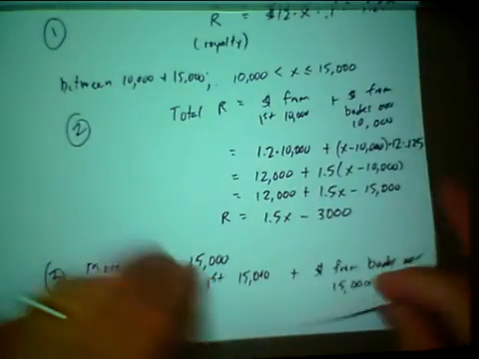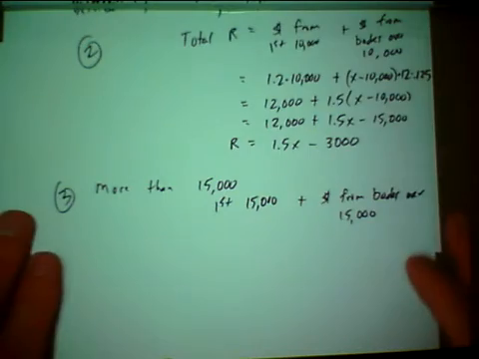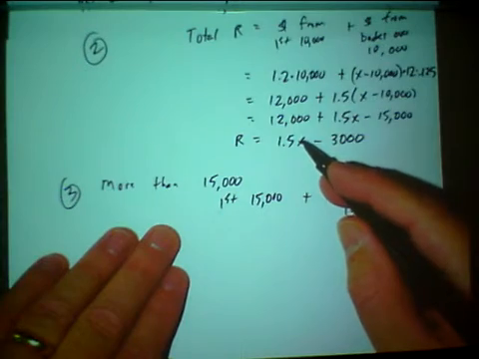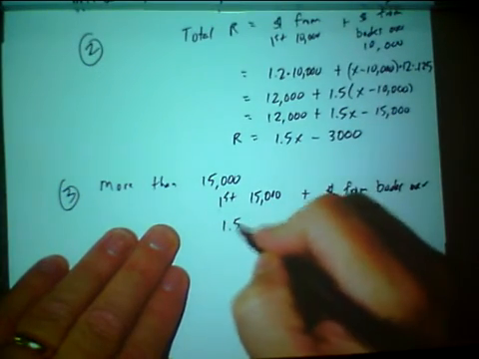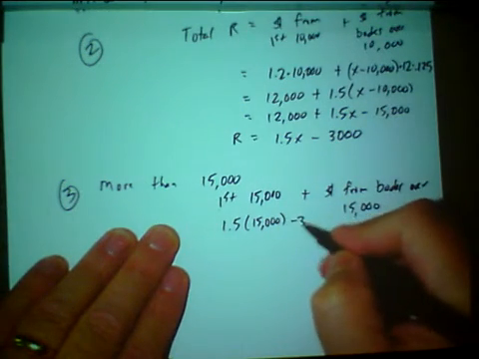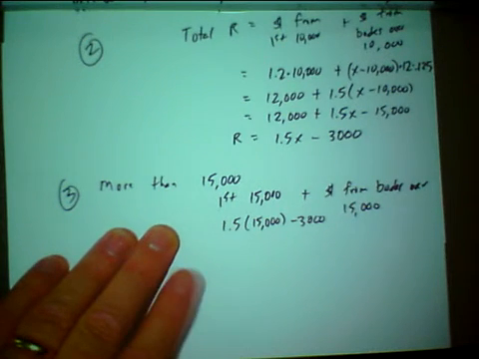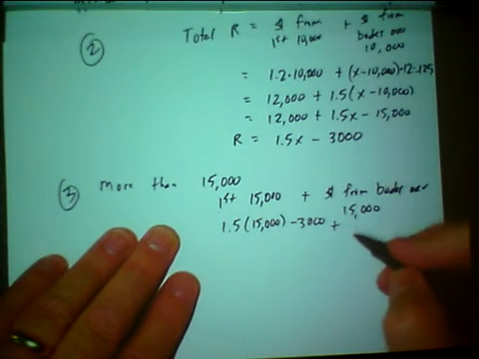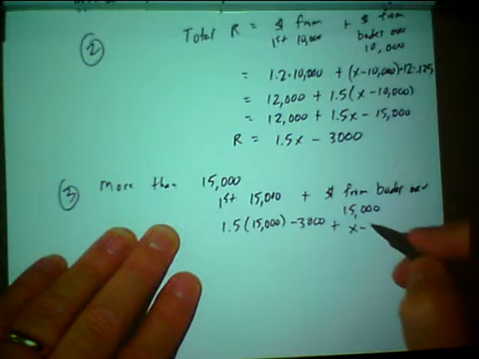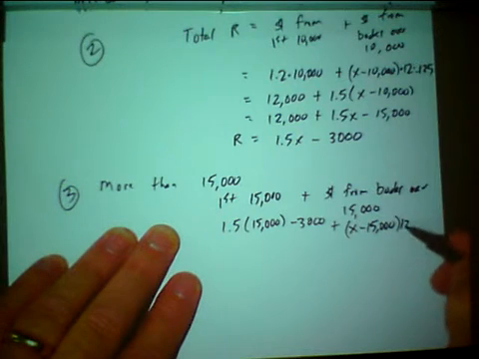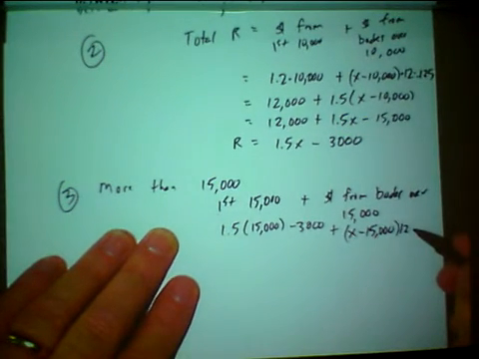So, how would we write that? Well, the first 15,000, I'm just going to simply use the equation I just came up with. I'm going to plug 15,000 in for the x here. So it's going to be 1.5 times 15,000 minus 3,000. Now, how about plus the money from the books over 15,000? Well, here we go again. The books over 15,000 would be x minus 15,000. Each of the books are $12, except now he gets 15% royalty, so you multiply that by 0.15.